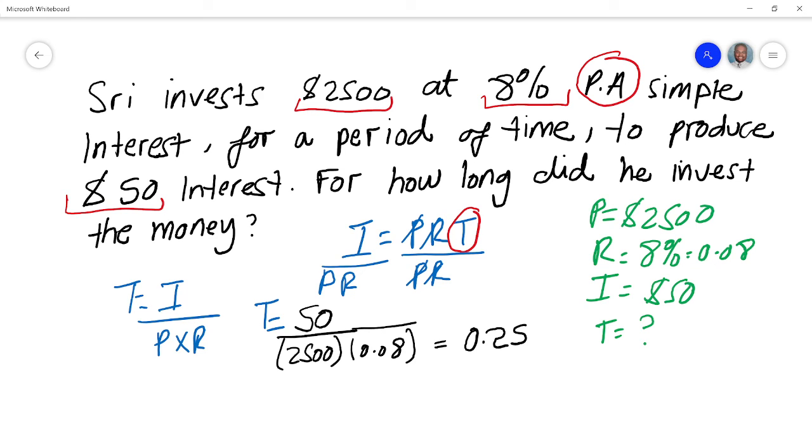Now, as you know very well, time can be expressed in years, could be expressed in months, and could also be expressed in days. But we like to sync the time to 1 year. So what we do here is we go 0.25 multiplied by 12 to sync it to a year, because we know very well you've got 12 months in a year. So multiply 0.25 by 12 and you're going to get 3 months. So that's the time. It's going to take 3 months for investing $2,500 as your principal at a rate of 8% per annum to accumulate an interest of $50.